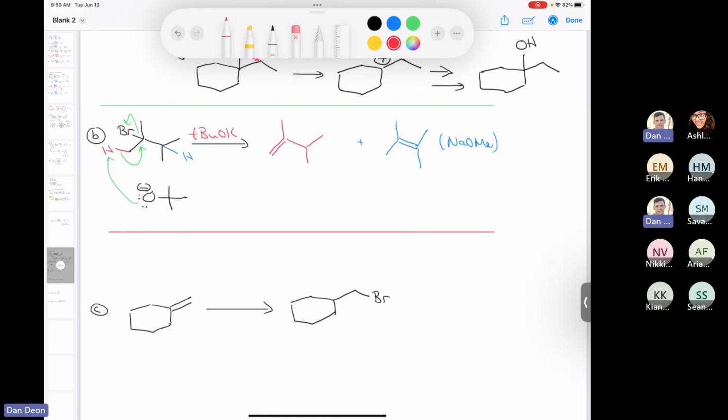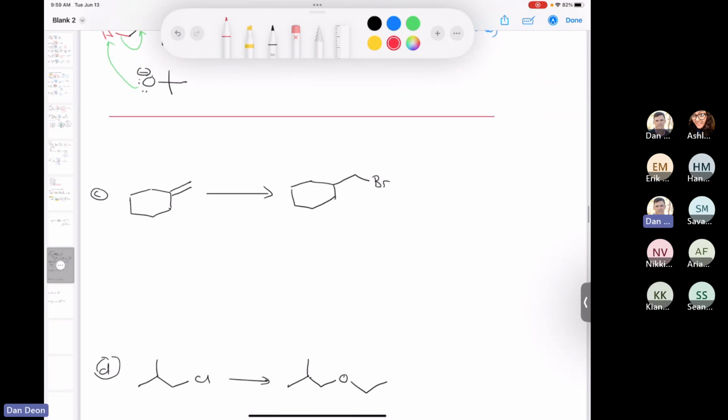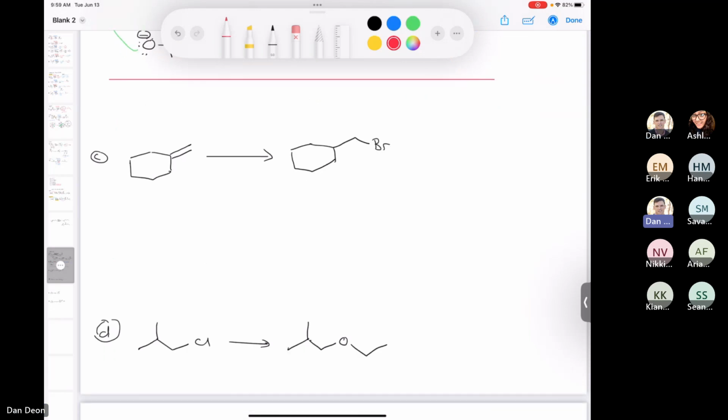Let's move on to the next one. In C, am I doing a Markovnikov or an anti-Markovnikov addition of HBr? Exactly. So this is an anti-Markovnikov addition of HBr, and so I'm going to need some hydrogen bromide. And what else do I need in here? I need an organic peroxide, exactly. And remember, that mechanism isn't covered until chapter 10, so we're good on that one. Let's move on to D.